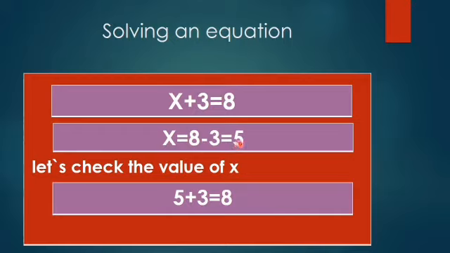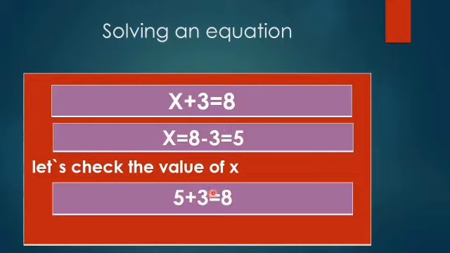How can we check if the answer is correct? We get the value x equal to 5 from this equation, so we put the value 5 into the equation x plus 3 is equal to 8. In the position of x, we put the value of x, which is 5. So x plus 3 means 5 plus 3. 5 plus 3 is 8. 8 is equal to 8. Both sides are equal, so it is correct.